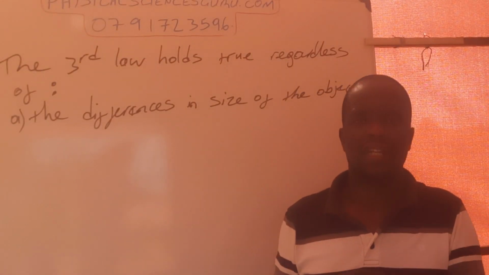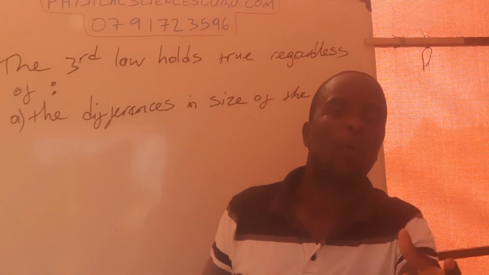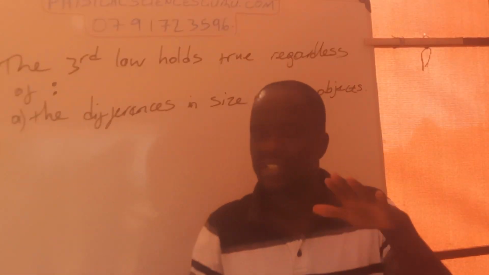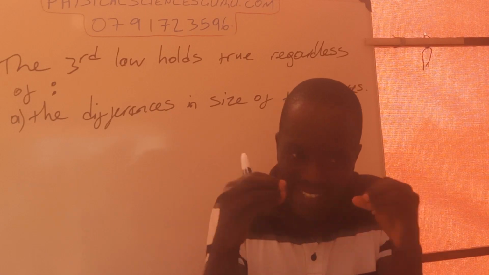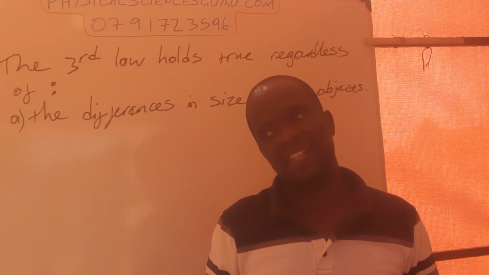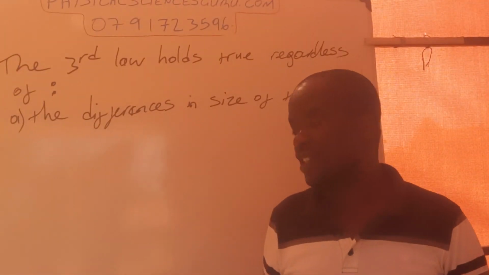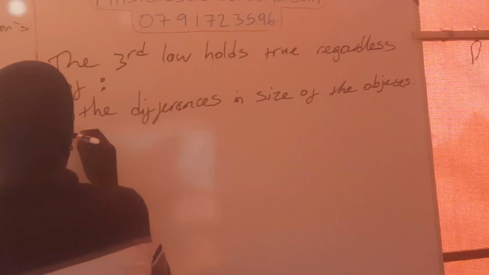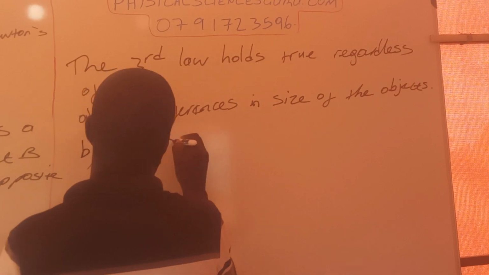I want you to remember that, because the common mistake that learners make is to think that the bigger object is going to exert a bigger force on the smaller object. No, regardless of the difference in size of the objects, the forces that these two objects exert on each other are equal in magnitude, equal in size, but only different in direction. Now, the third law holds true also regardless of the state of motion.